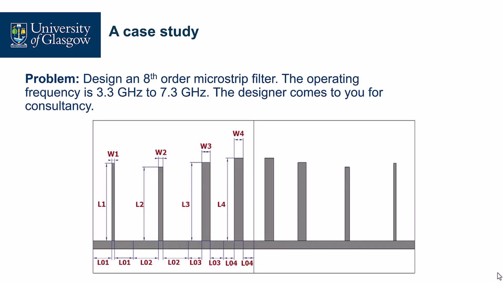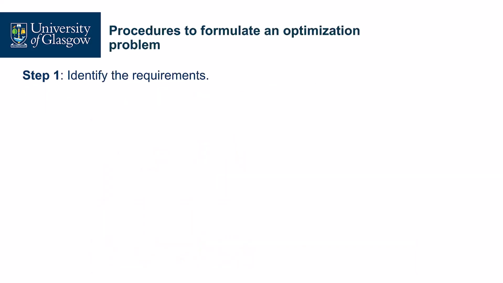Clearly this problem is quite vague now, right? So now we need to use step 1 to step 6 to formulate this as an optimization problem. Assuming you are the consultant, you will communicate with the engineer, right? For step 1, identify the requirements. So you can ask, what are the design requirements?